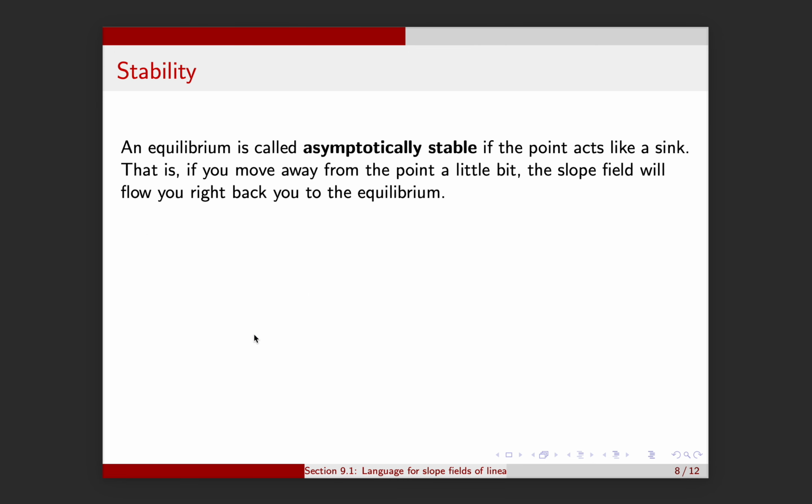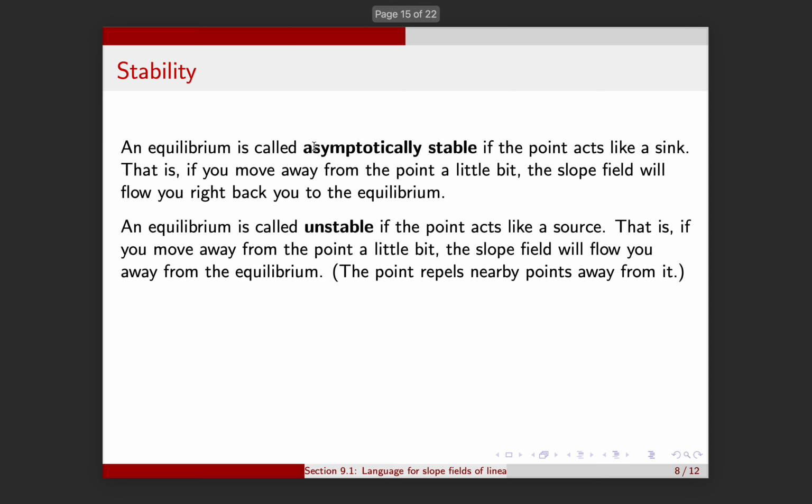Let me now give a brief bit of terminology about stability. Back in chapter 2, we just said stable or unstable. Technically, the book said asymptotically stable, but it said asymptotically all the time, so I just dropped it. But now asymptotically actually makes a difference, and we'll talk about why in a second. Asymptotically stable means your equilibrium acts like a sink. It will draw things to it.